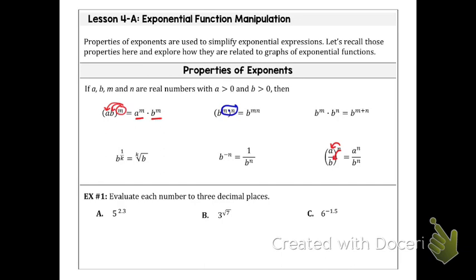Then we have another rule that says when we're multiplying with like bases, we're going to keep the base and we add our exponents. So when we have b to the m times b to the n, they both have a base of b, so we keep the b and we add our exponents, so m plus n.